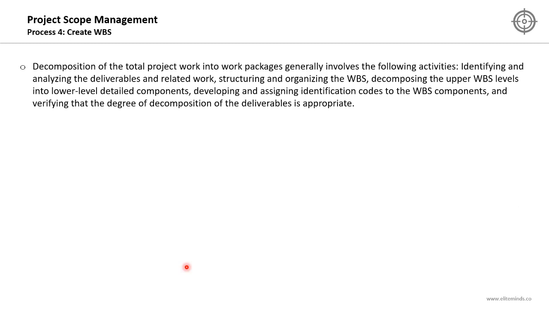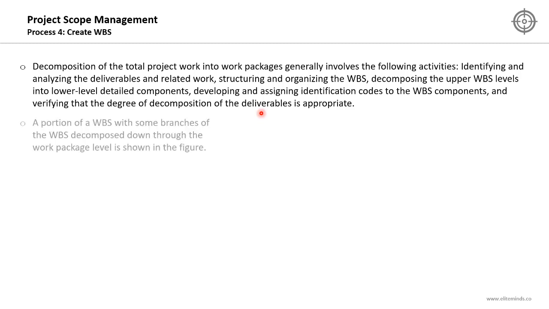Decomposition of the total project work into work packages generally involves the following activities. First of all, we will identify and analyze the deliverables and related work, and deliverables were identified in the project scope statement. In this stage, we will analyze those deliverables and the related work necessary to produce those deliverables, structuring and organizing the work breakdown structure, decomposing the upper work breakdown structure levels into lower level detailed components, developing and assigning identification codes for each WBS component, and verifying that the degree of decomposition of the deliverables is appropriate. Here are the activities that will be conducted as part of decomposing the project deliverables.